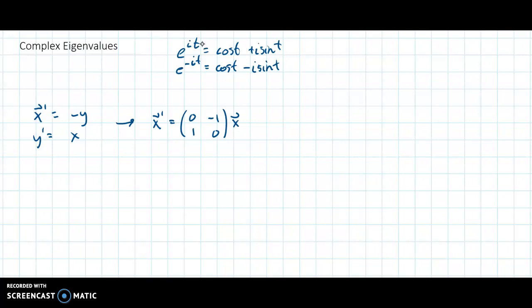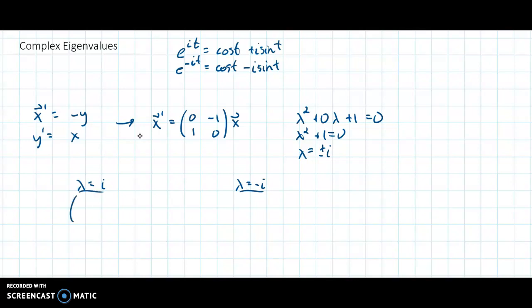With this system, I get lambda squared. My trace is 0, so plus 0 lambda. And then my determinant is 0 minus that product, so that gives me plus 1 equals 0. That's lambda squared plus 1 equals 0, which gives me lambda equals plus or minus i. So from there, I'm going to work this out in the complete way and then show you where that shortcut is. So I'll take lambda equal to i, and then here I'll do lambda equal to negative i.